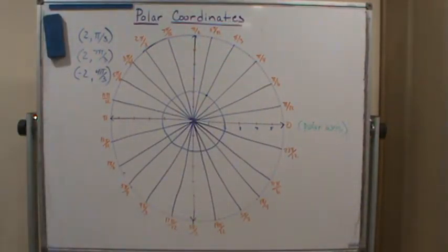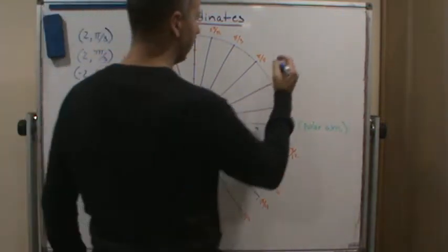Okay, so let's plot some points. Here's an example. Let's plot the following points. Let's do 2 comma pi over 4.